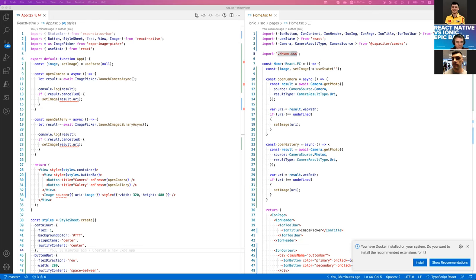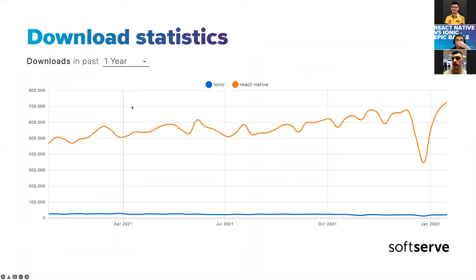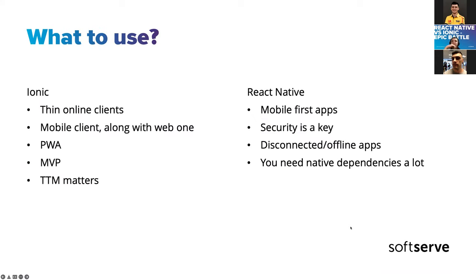Okay, so let's continue with the presentation then. We went through those demos, and now I'll show you the statistics with NPM trends. Looking at the last year, we can see that React Native has had a big traction gain. Ionic is still in the 30K, I believe, while React Native has huge popularity. So let's go to what to use.